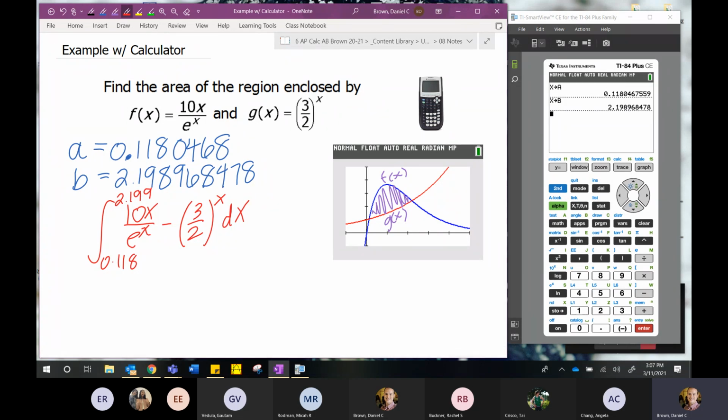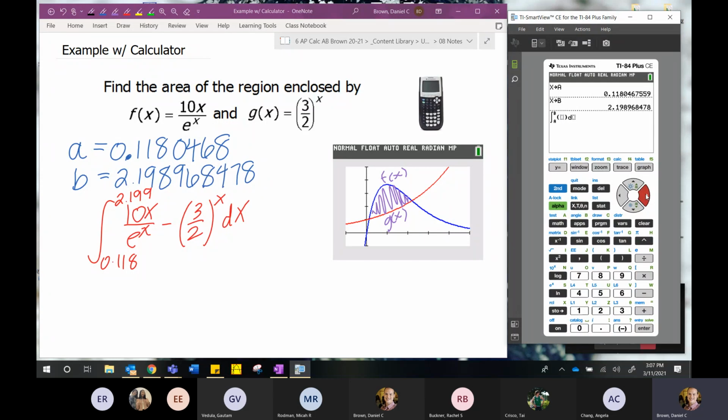And notice in my setup, I just rounded to 3 places. But when I actually find the area, I need to make sure I use more than 3 places, or there's a high likelihood my final answer will be too far off. Why I like saving it is so I can type less in my calculator. So I'm going to hit math 9. I can type in the 0.1180468, or I saved it, so I'm going to hit alpha A. And then the top one, I could type in that 2.198968478, or just hit alpha B.